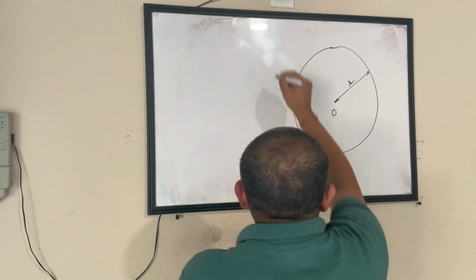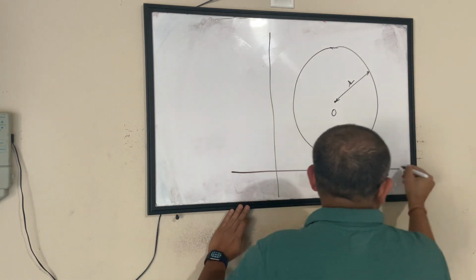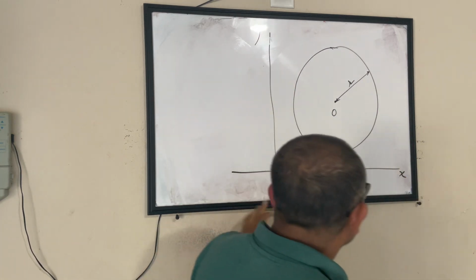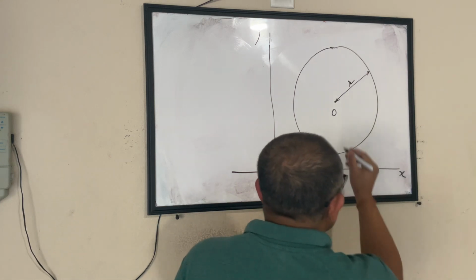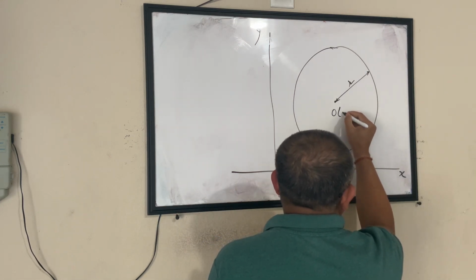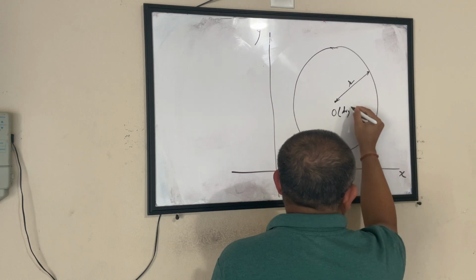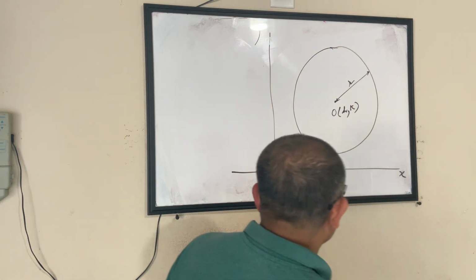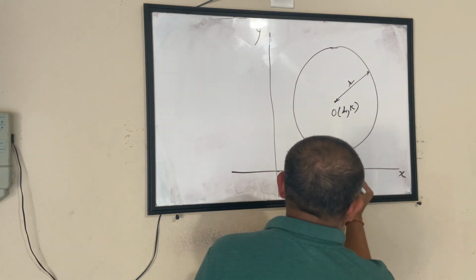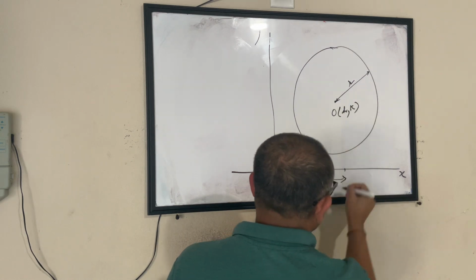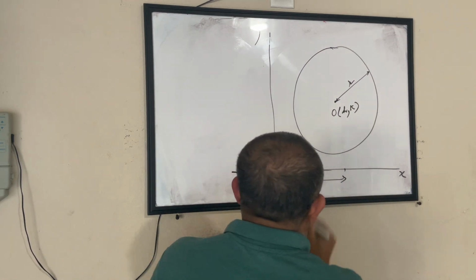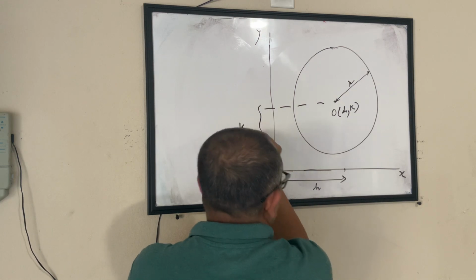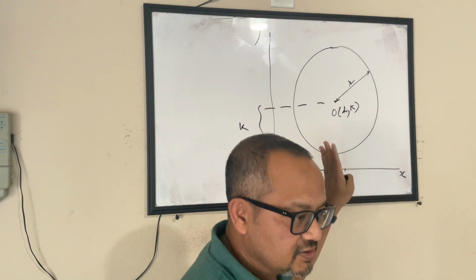Now, let's visualize this circle in a coordinate plane. This is my x-axis, this is my y-axis. Let's say this center is the point (h, k), meaning on the x-axis, this is the distance of the center, which is h, and on the y-axis, this is the distance, which is k. Up to this much clear, right? Nothing to worry.